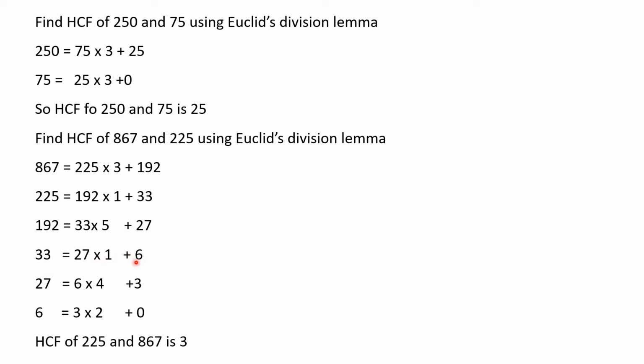27 ones are 27 plus 6 is 33. Now you represent 27 and 6. 27 equal to 6 fours are 24 plus 3. 24 plus 3 is 27. Now you represent 6 in terms of 3. 6 equal to 3 into 2 plus 0. So the HCF of 225 and 867 is 3.